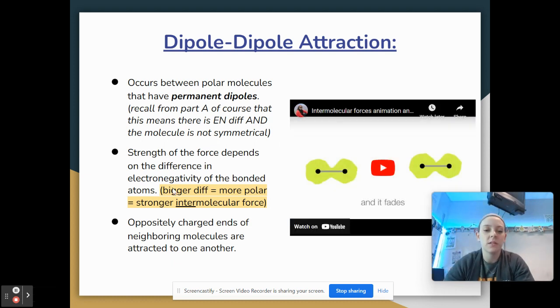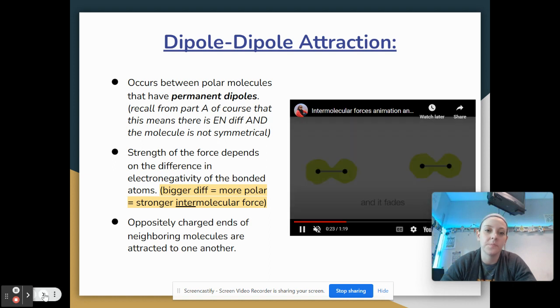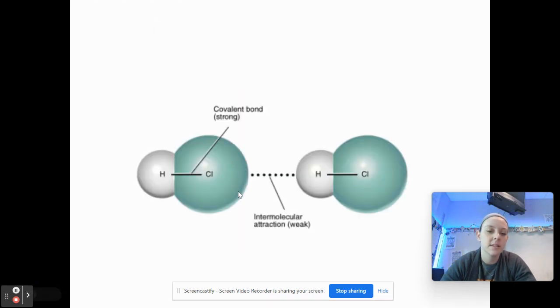So the strength of that force is going to depend on the difference in electronegativity. The bigger the difference, the more polar, the stronger your intermolecular forces. And we also see that those oppositely charged ends are attracted towards one another. So here's an example of a pretty common dipole-dipole interaction where you have hydrochloric acid. This is a covalent bond holding it together, very hard to break. And then that intermolecular force is much weaker in comparison. It's still a dipole-dipole interaction. It's still strong compared to a London dispersion force, but it's not that strong.